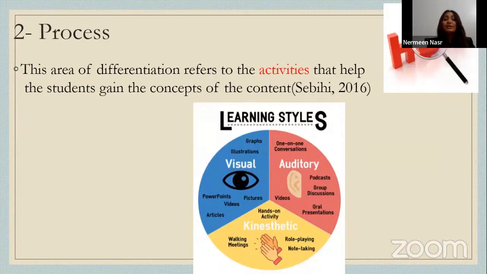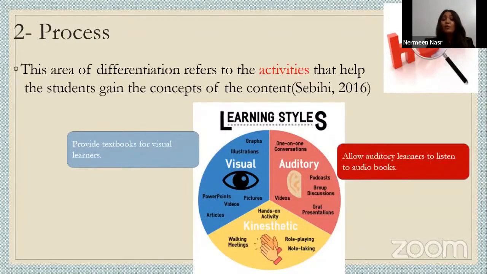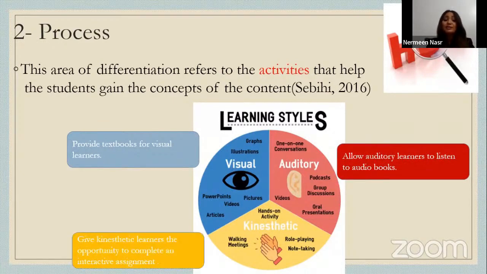For those who don't know what a learning style is, it means that every one of your students, even you, has a different learning style. So in the process differentiation, I'm going to provide textbooks for visual learners. As for the auditory learners, I'm going to allow them to listen to audiobooks. As for the kinesthetic learners, I'm going to give them the chance to do things with their hands. I'm going to give them interactive assignments. So let's try this on a text from a book.